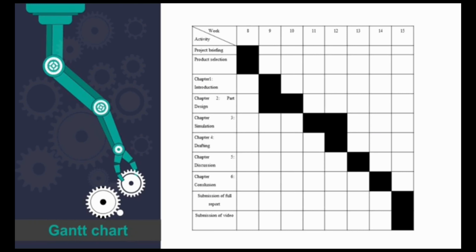Next, this is the Gantt chart, which shows our progress on the project activities. Next, my friends will explain more about the design and also the simulation of our project.